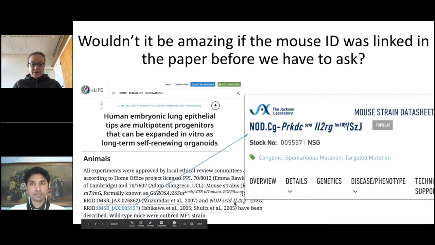But for this particular set of authors publishing in eLife, they've also provided the RRID, which tells you that this is the Jackson Labs mouse, and this is the same stock number that the other author was using. But instead of just having the name, if you click on this, you will end up on this mouse strain data sheet with lots and lots of information, and of course you can buy the mouse. So that's a big one too.